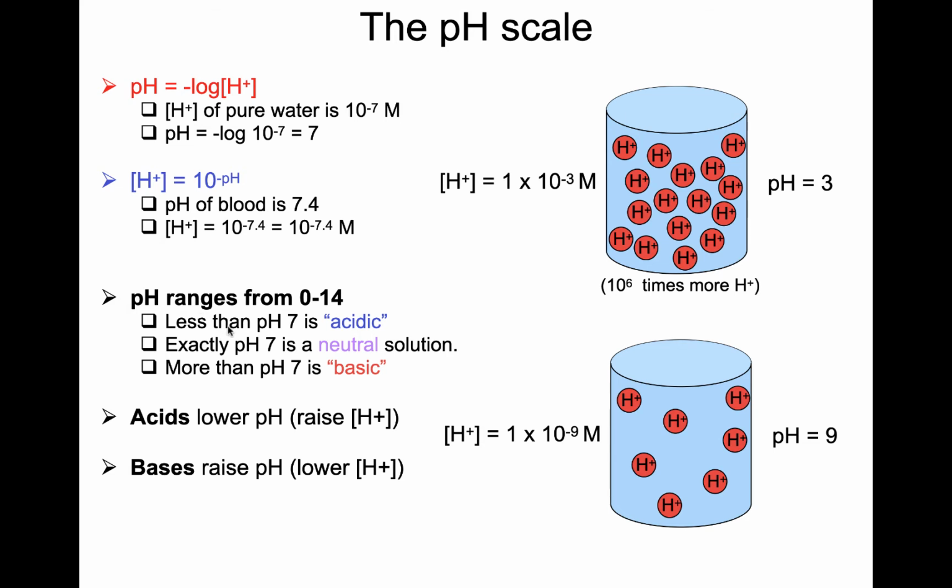pHs range from 0 to 14. Anything less than 7, any solution less than 7 is considered an acidic solution. Anything greater than pH 7 is considered a basic solution, and then anything right at pH 7 is considered to be neutral. Acids are going to be molecules that when you add them to a solution, they will increase the hydrogen ion concentration, or in other words, lower the pH. Bases are going to be chemicals that when you add them to an aqueous solution, they are going to lower the hydrogen ion concentration, or in other words, they're going to raise the pH.